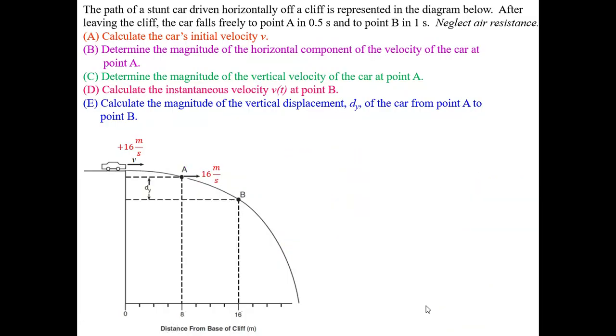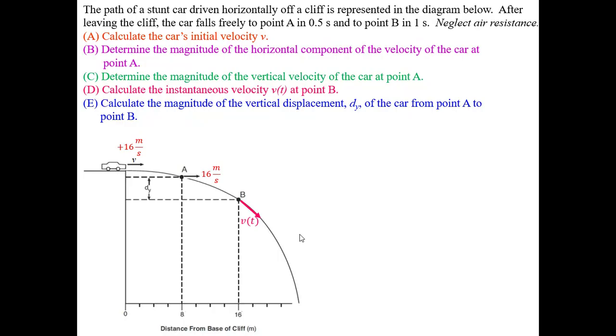All right, part D wants you to find the instantaneous velocity at point B. This one's a little harder. Okay, so as the object falls, its Vx remains constant, but its Vy keeps growing and growing because it accelerates downward. So here's my V. Your V should be a tangent line to the path of the motion here. So I just drew that arrow there for you. That is the V that I'm trying to find.